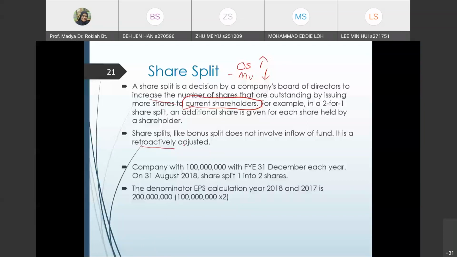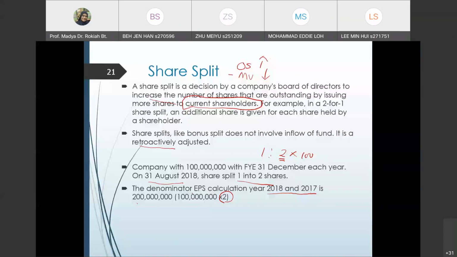So the denominator here is 100 million times 2, so you're going to have 200 million. The denominator for each year, both the year 2018 and the year 2017, is going to be affected retroactively. So one share is going to split into 2, so the number of shares is 2 times 100. So now it becomes 200. So a share split is going to increase the number of shares, but there is no cash involved, and the market value of shares is going to be reduced.